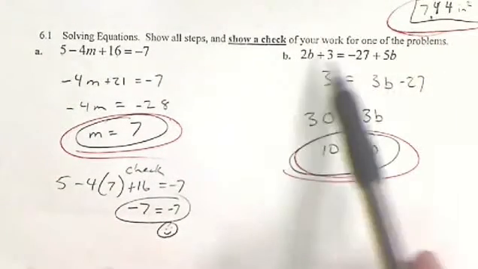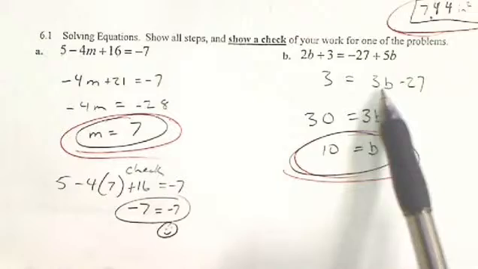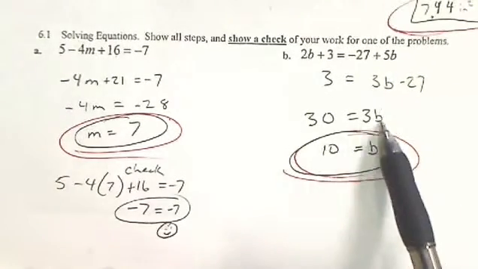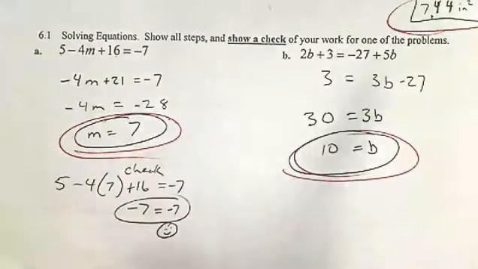I subtracted 2b from each side. Added 27 to get this b by himself. So that's 3b equals 30. Divide by 3 and you got your 10.